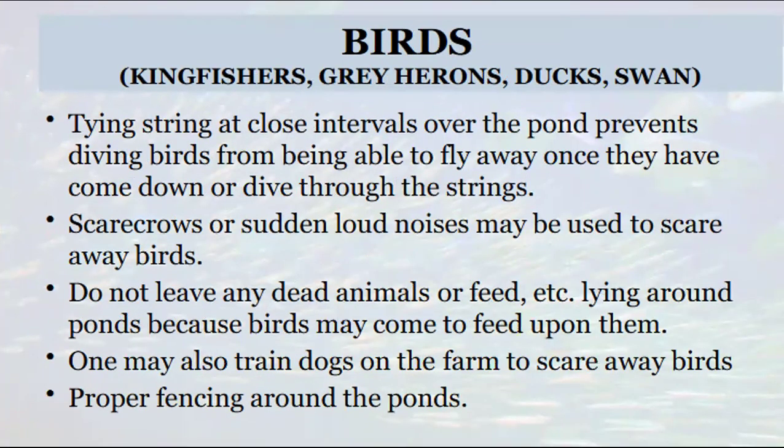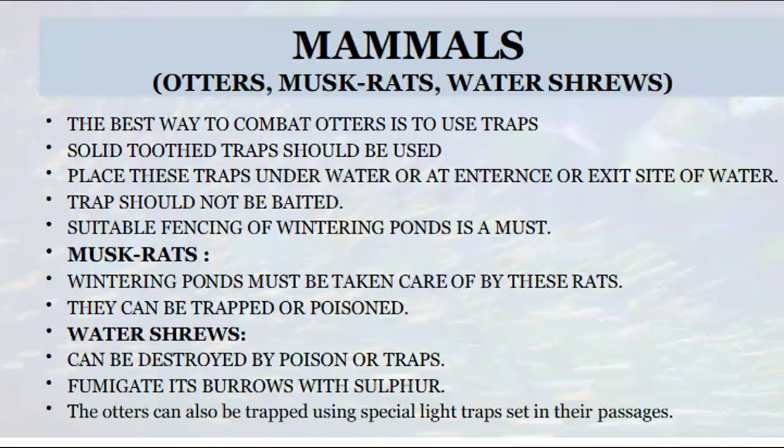And how can we control birds like kingfisher, darter, ducks and swan? Tying string at close intervals over the pond prevents diving birds from being able to fly away once they have come down or dived through the strings. And you should not leave any dead animal or feed lying around the pond, because birds may come to feed on them. One may also train dogs on the farm to scare away birds, and proper fencing around the pond is the most important and most commonly used method to prevent and control fish enemies.